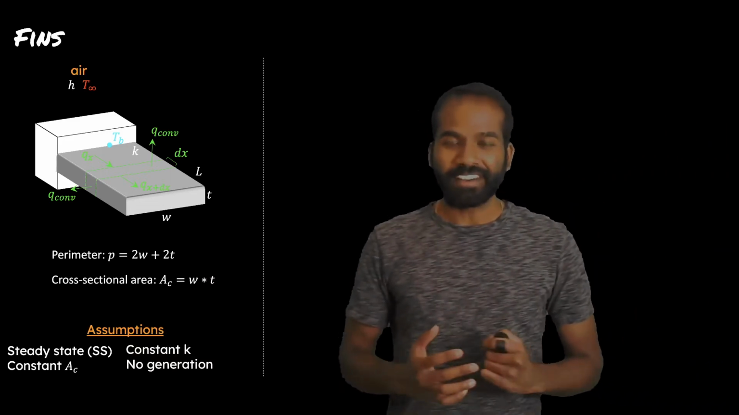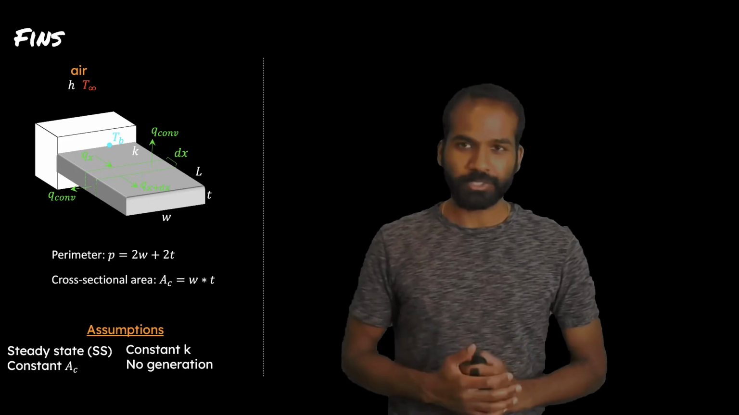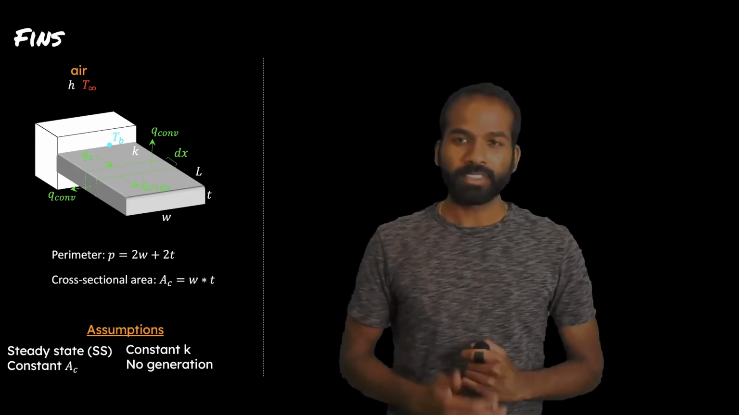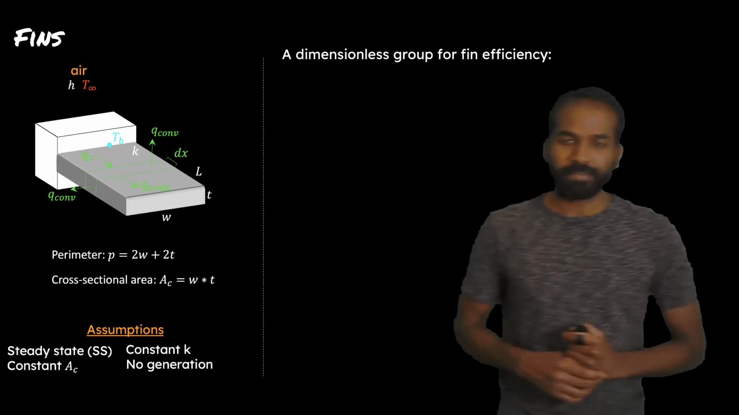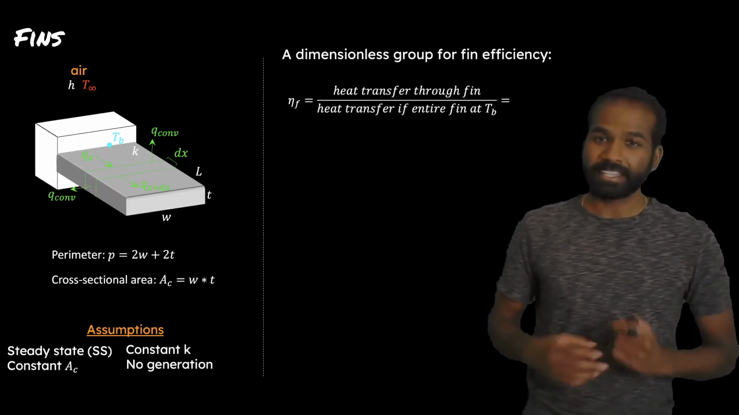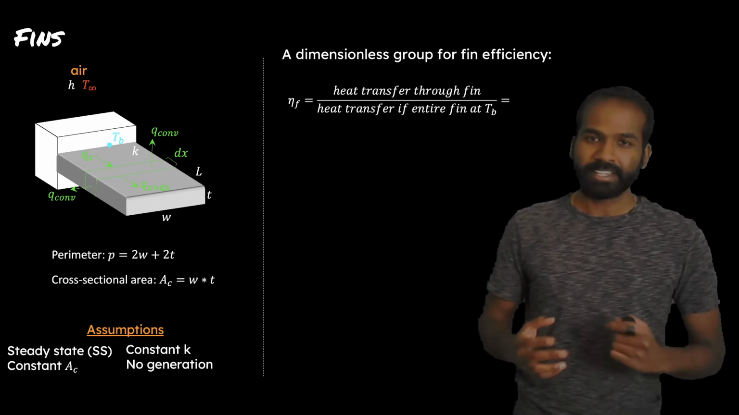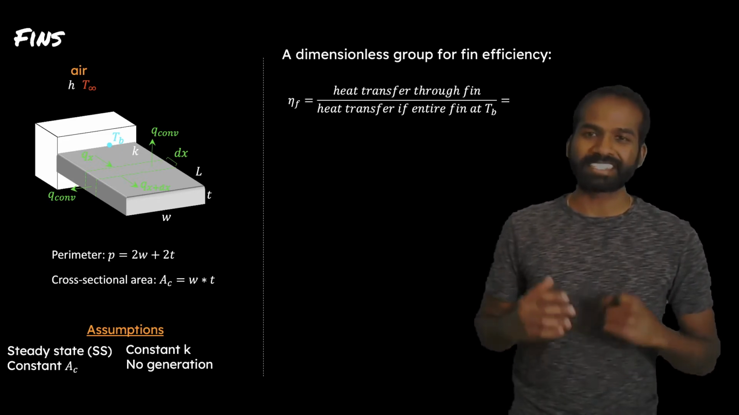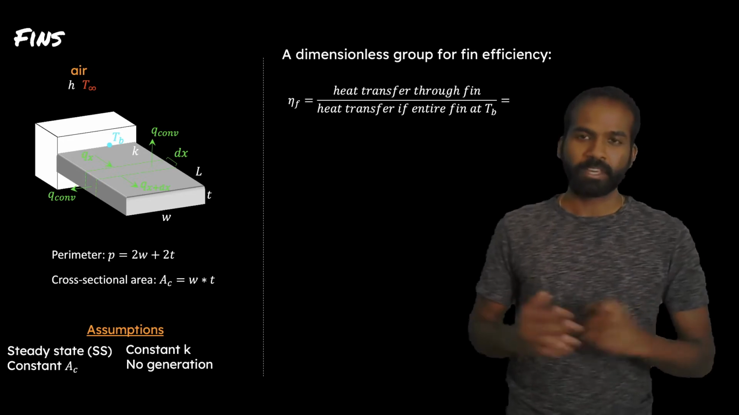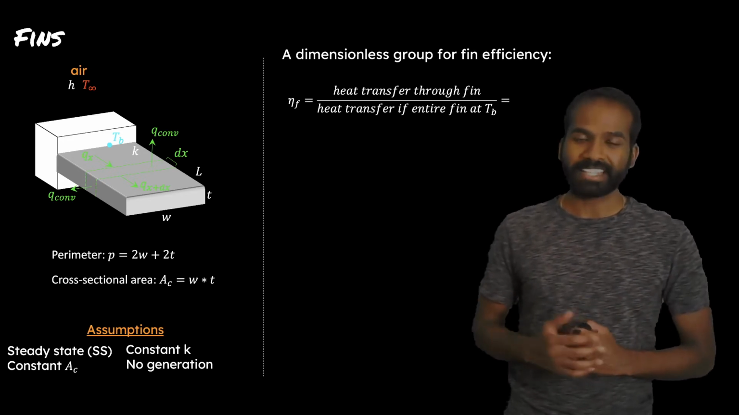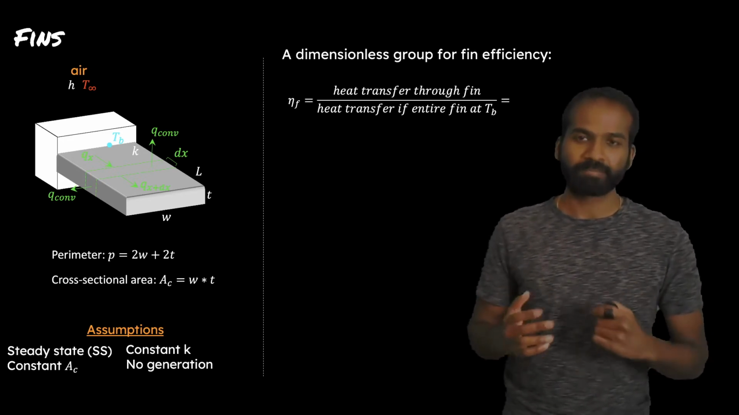So we're now going to define a second dimensionless group, which we call the fin efficiency. The fin efficiency we define as the heat transfer through the fin divided by the heat transfer if the entire fin were at the base temperature, T sub B. We define this ratio as eta sub F.